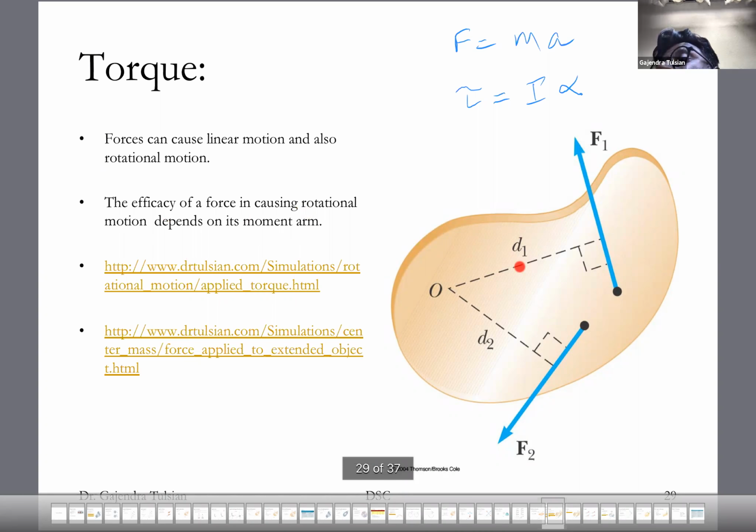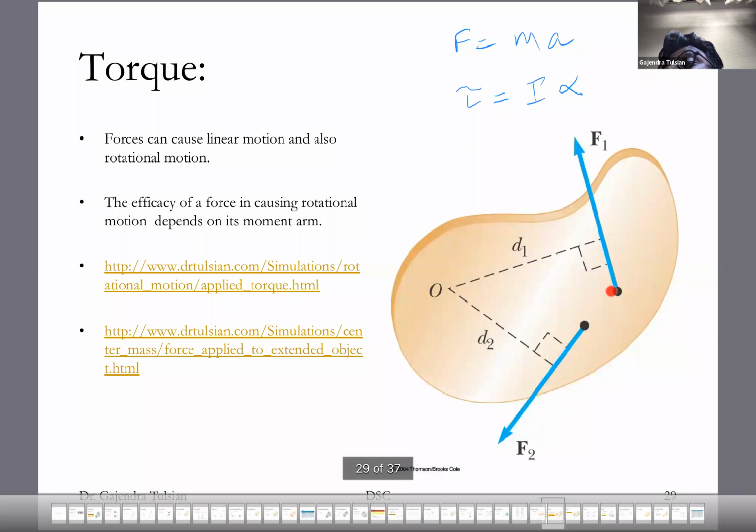What will this force do? It'll make it rotate counterclockwise. What will this force do? It'll make it rotate clockwise. So again, if a force makes it rotate counterclockwise, we take the torque as positive, just convention. And if the force makes the object rotate clockwise, the torque is negative. So that's the convention.